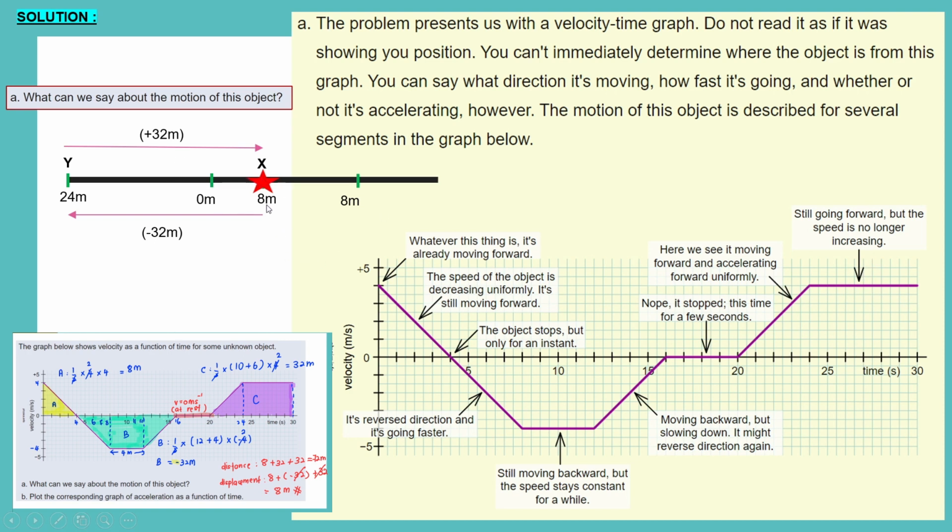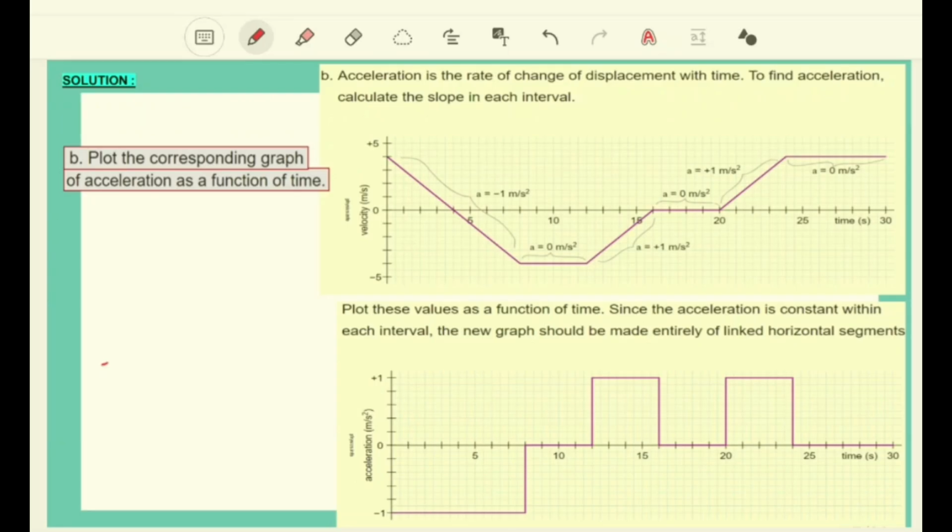Okay, so the whole journey is 30 second, from 0 to X to Y and come back to X. The whole journey is 30 second. Okay, so let's proceed to question B. Now question B asks you to plot the corresponding graph of acceleration as a function of time. So you want to sketch a graph of a against t.